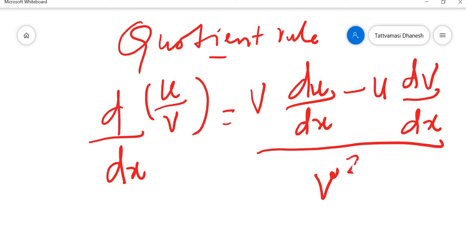See, in the product rule it is u into dv by dx plus v into du by dx, that's all. Then here d by dx of u by v means you need to start from the v into du by dx minus u into dv by dx by v square. This is the formula. This is known as quotient rule. So I will do one numerical based on this. So one example I will do, then you will get more clarity on that. See, I am going to do it now.